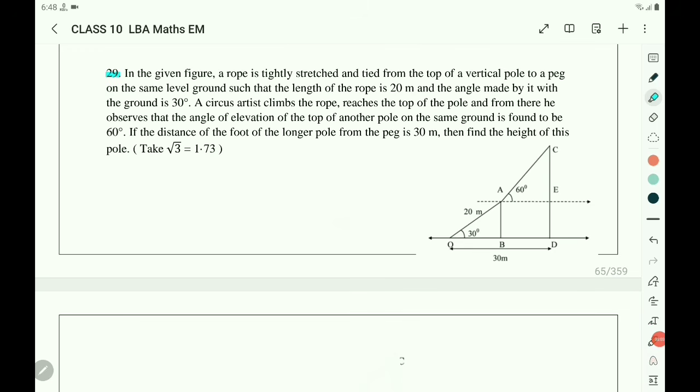Question number 29. In the given figure, a rope is tightly stretched and tied from the top of a vertical pole to a peg on the same level ground such that the length of the rope is 20 meter and the angle made by it with the ground is 30 degree. A circus artist climbs the rope, reaches the top of the pole, and from there he observes that the angle of elevation of the top of another pole on the same ground is 60 degree. If the distance of the foot of the longer pole from the peg is 30 meter, then find the height of this pole. Take root 3 equals 1.73.